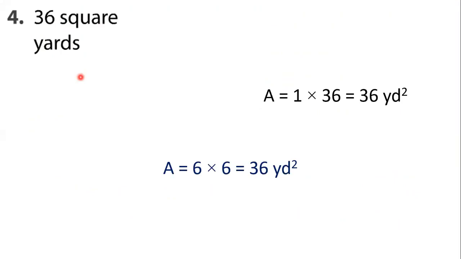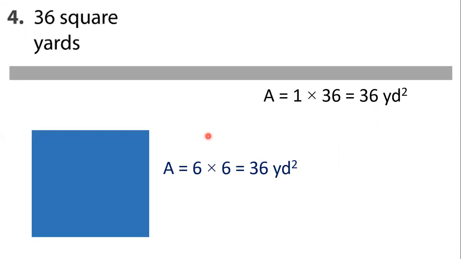Question 4. I have to draw two different rectangles with the area of 36 square yards. First, we need to find two multiplication equations with the answer of 36. I am thinking of 1 multiplies 36 equals 36 and 6 multiplies 6 equals 36. Then I will draw the rectangles.